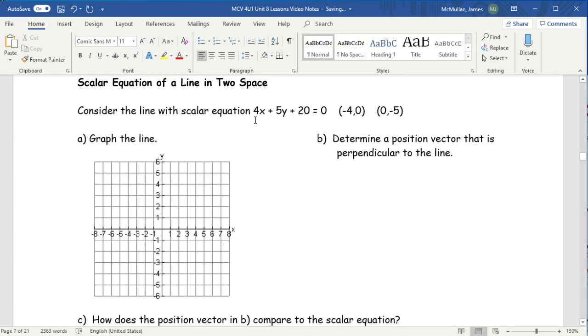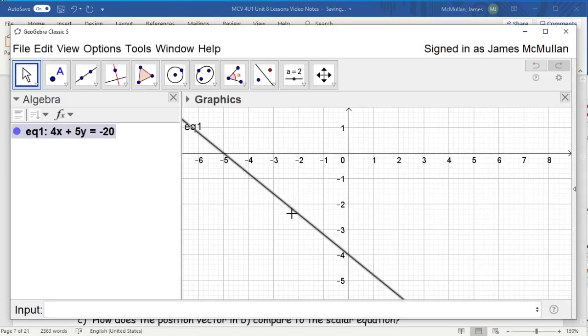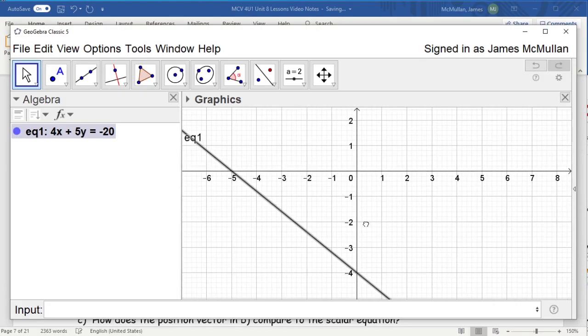Sorry, I said the wrong thing. When I made x 0, y has to be negative 4, and when y is 0, x has to be negative 5. I'm glad I caught that. Okay, so there's the line.